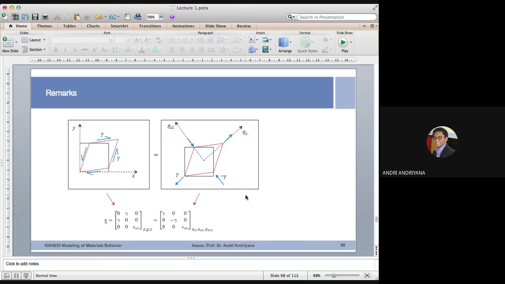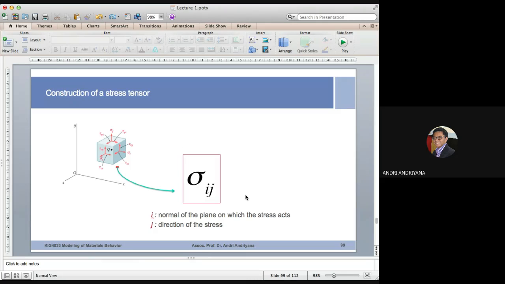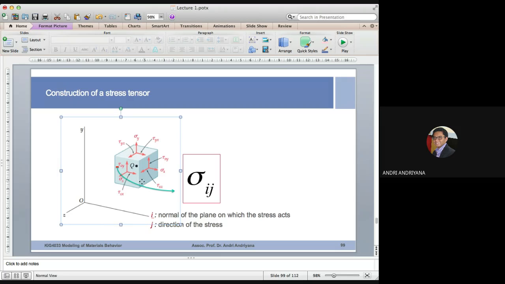No questions so far? Okay. If no questions now, what you will learn next is how we specify the components of the stress. If I have a cube element, what will be the correct names for the components? For instance, let me just zoom it so that you can see clearly. Okay, here you go.